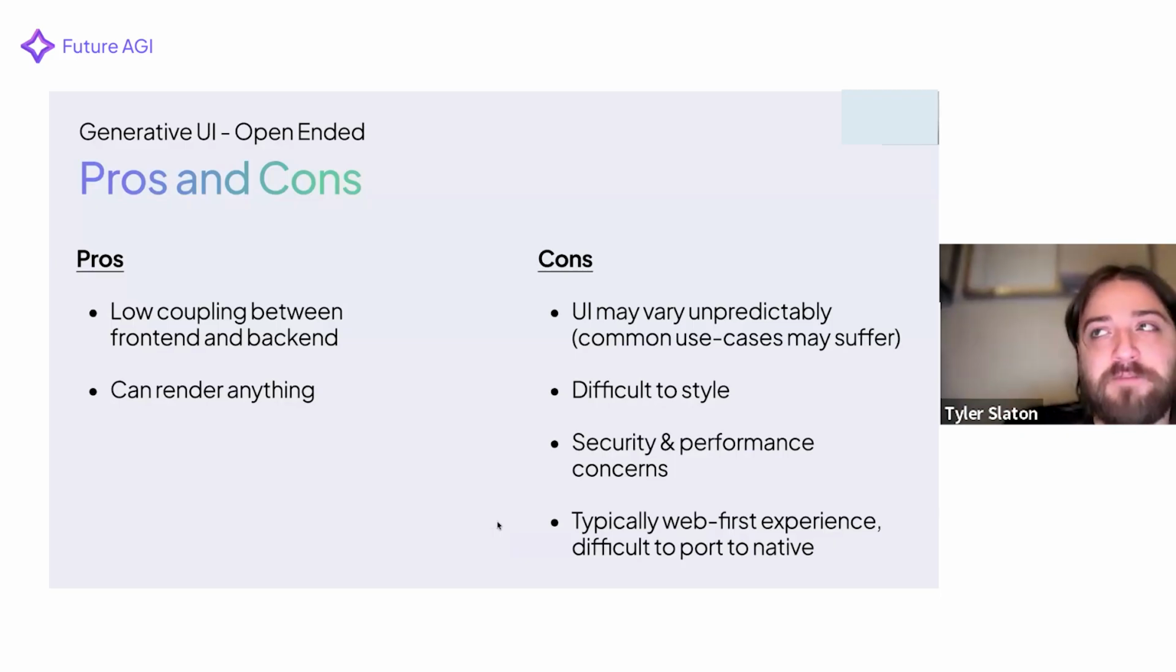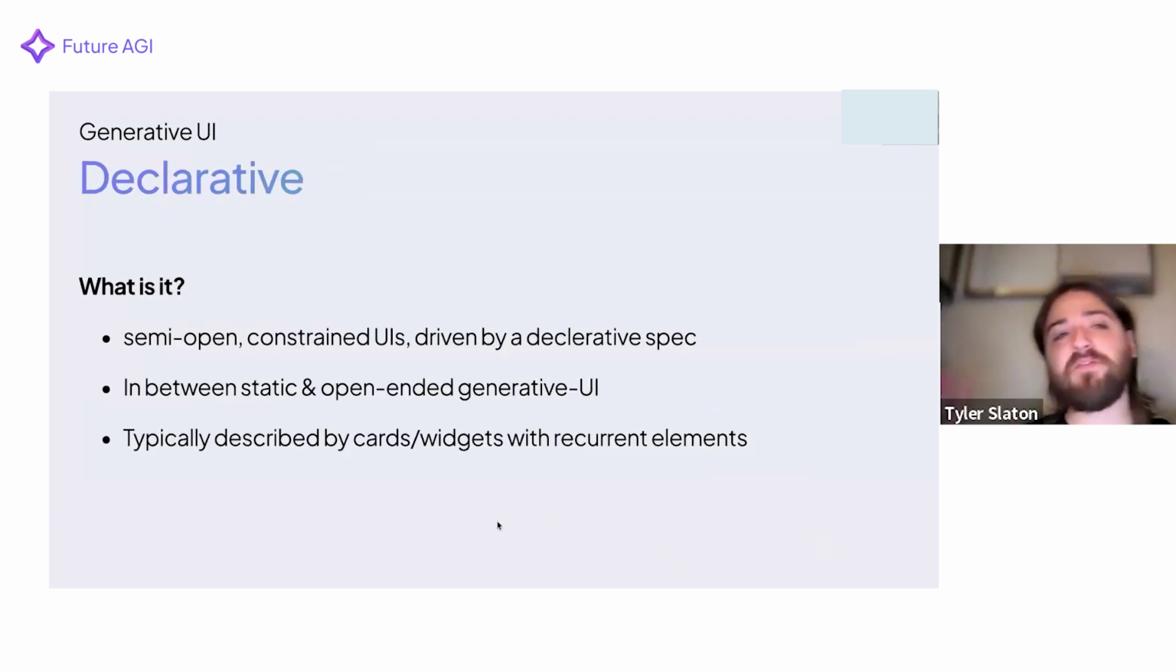For example, if you're building a web-first experience, this looks great, but it's really hard to port that to a native environment where a DOM won't exist, where you would typically render an iframe. So there's a bit of a middle ground between these two, and that's actually declarative UI, where declarative UI is a semi-open set of constrained UIs that can be driven by a declarative spec. It's a lot of words, so let's break it down.